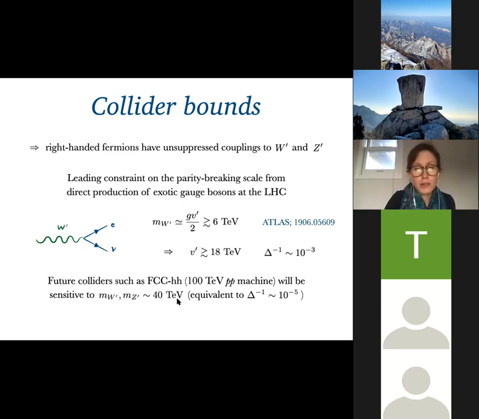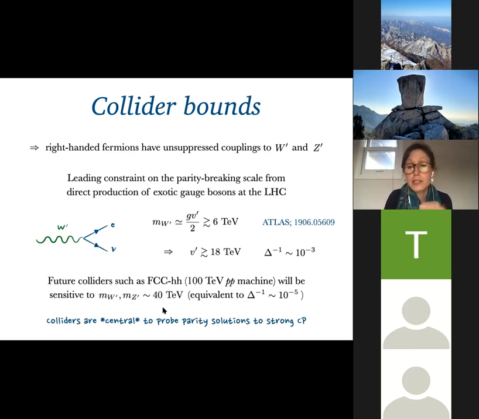And future colliders, such as, for example, the FCC, so a 100 TeV proton machine, will be sensitive to W prime masses up to around 40 TeV or so, which corresponds to around one part in 10 to the 5 fine tuning. So effectively, this will be probing most of the parameter space where these models remain attractive solutions to the strong CP problem. I want to emphasize that this is an irreducible signature of this model. So in this sense, collider experiments are central to probe this class of solutions to the strong CP problem.